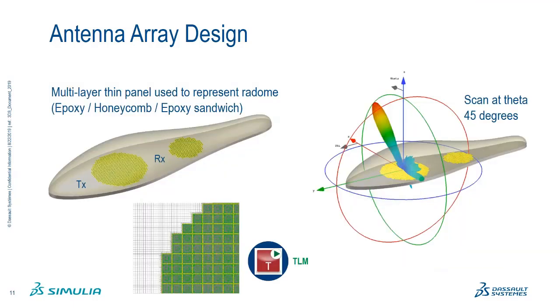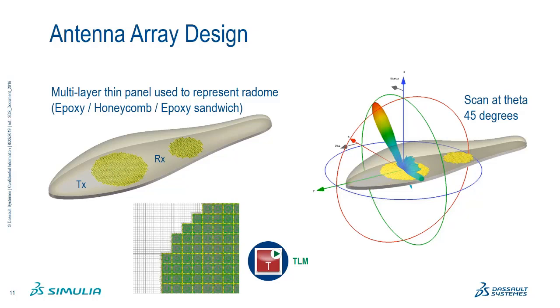For the finite array, we may wish to investigate the impact of placing a radome cover over the antenna, and maybe the effect of another array located nearby. Radome in this case is made from a sandwich of epoxy, honeycomb epoxy layers. This is a satellite communication antenna. The large array is the uplink transmitting over the band 13.75 to 14.5 gigahertz. The smaller array is for the downlink receiving in the band 10.7 to 12.75 gigahertz.